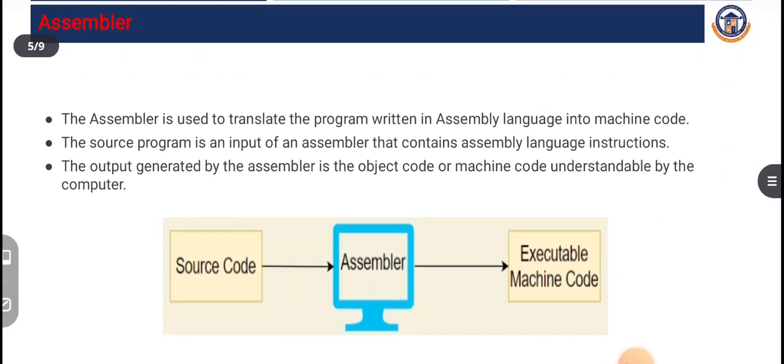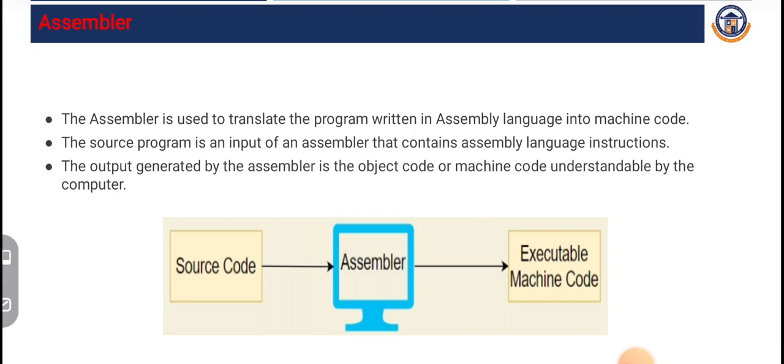The next type of translator is the assembler. The assembler is used to translate a program written in assembly level language. Assembly level language is mnemonic code, where the opcodes are move, add, sub. These are all assembly level language opcodes. Using the assembler, it will be converted.